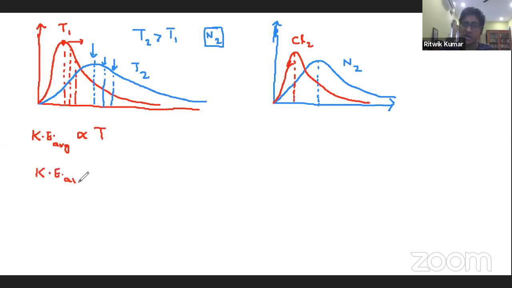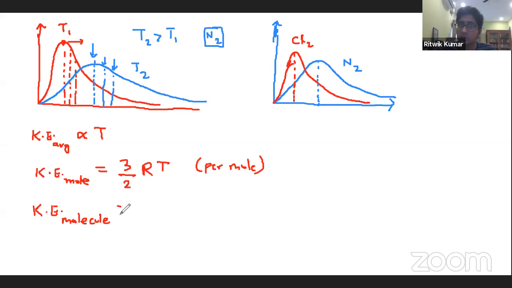So the average kinetic energy. Let's say the kinetic energy of 1 mole, so I'll just indicate it by the subscript mole. Per mole of the gas, the kinetic energy is related to 3 by 2 RT. So remember, this is per mole of the substance. Per molecule, it is 3 by 2 k_B T, where k_B is the Boltzmann constant.